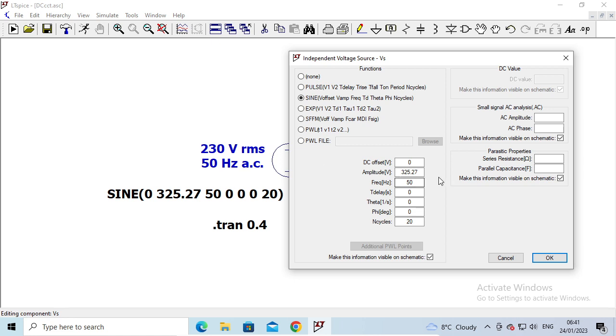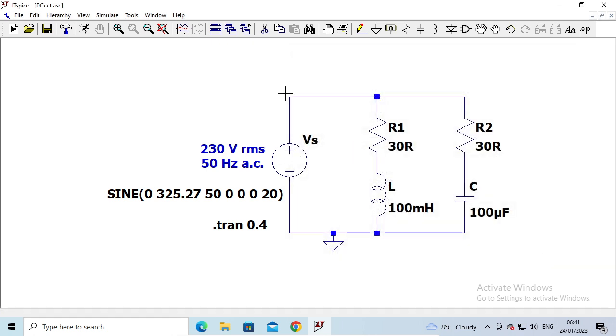So I multiplied 230 by root 2 to get the peak amplitude, which is what you need to put in LTspice if you're configuring a voltage source in this way, and I've set the frequency to 50. I've also told it to generate 20 cycles of the waveform, which is going to be enough to cover the length of the simulation that I'm going to run. So that's the voltage source.